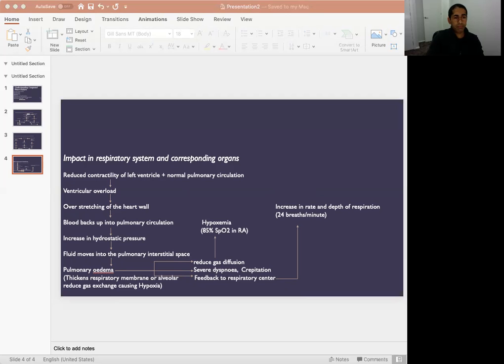This results in congestion of blood in the pulmonary vein, which increases the hydrostatic pressure within the pulmonary capillaries. As the pressure increases, congested blood then leaks into the pulmonary interstitial space, causing pulmonary edema. Pulmonary edema thickens the respiratory membrane, which alters the gas exchange process, and therefore Mrs. Brown is experiencing severe shortness of breath, or dyspnea.